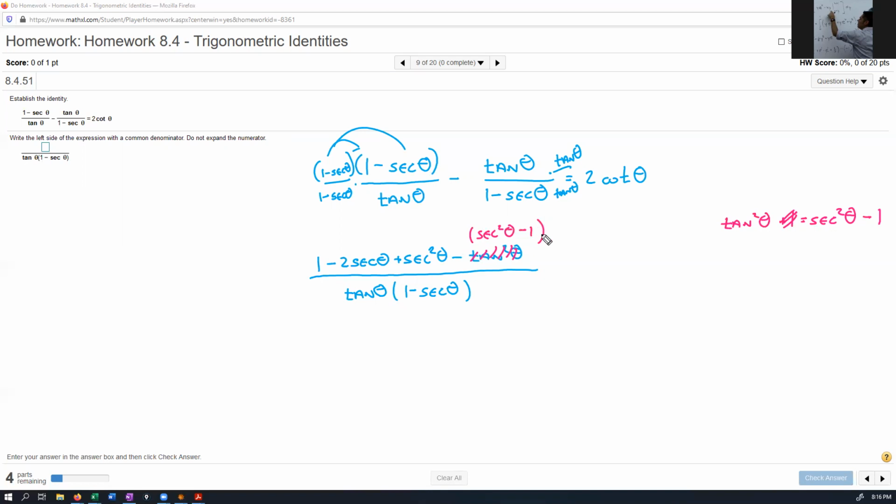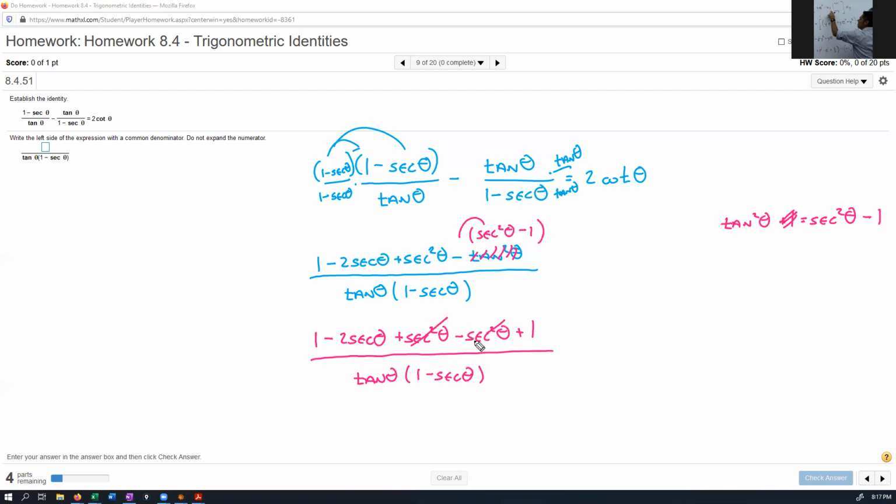And then the minus sign goes through. So I have 1 minus 2 secant theta plus secant squared theta. Then when I distribute my minus, I get minus secant squared theta, and then I get a plus 1. All of that over tangent theta, and then 1 minus secant theta.